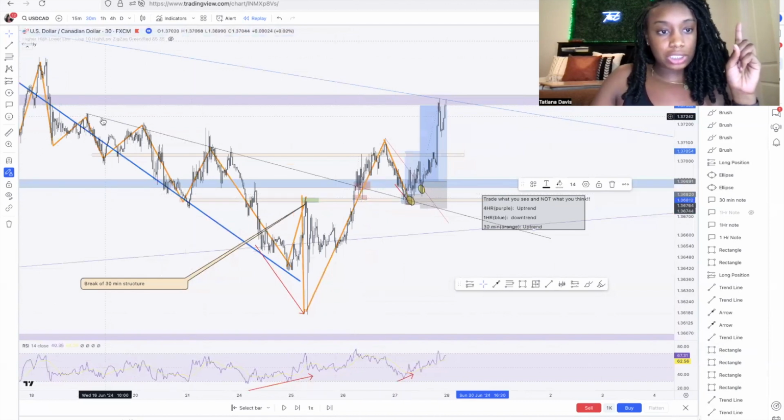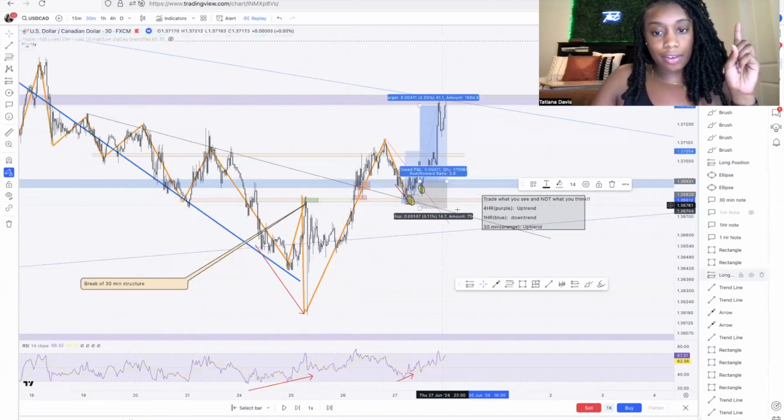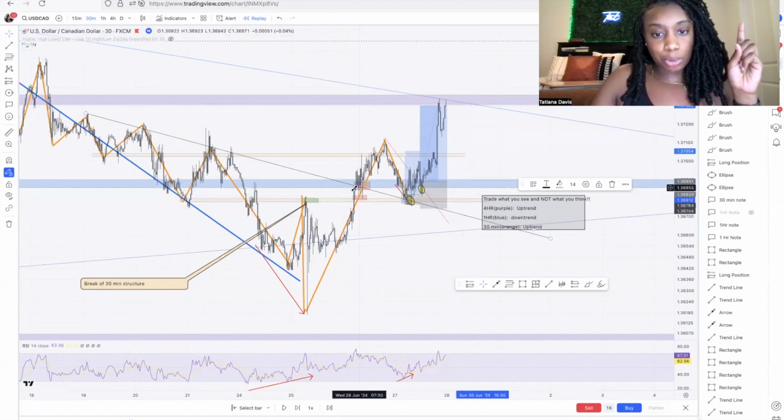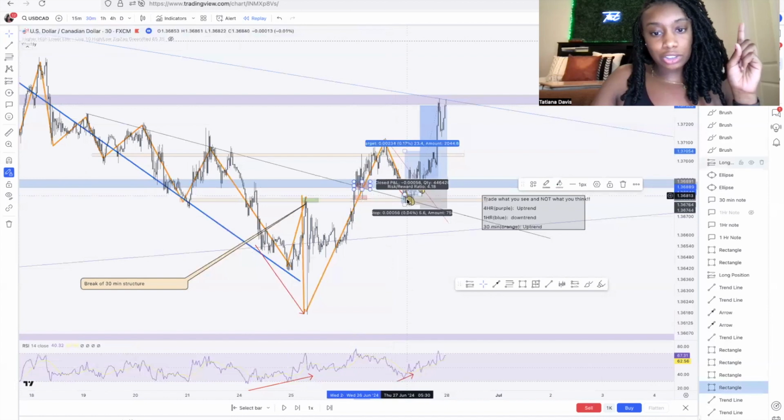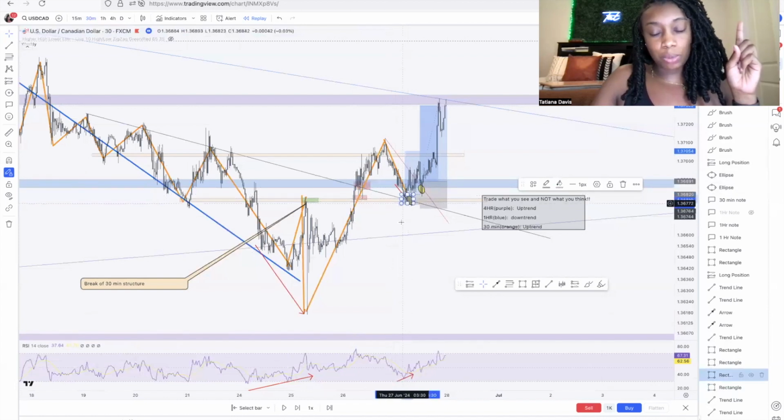Number 2, you can see that this black trend line that I have, which is a 30-minute trend line, price broke it right here, represented by this red box, came up, and then came back down to retest it, which is represented by this blue box. So that was confluence number 2.